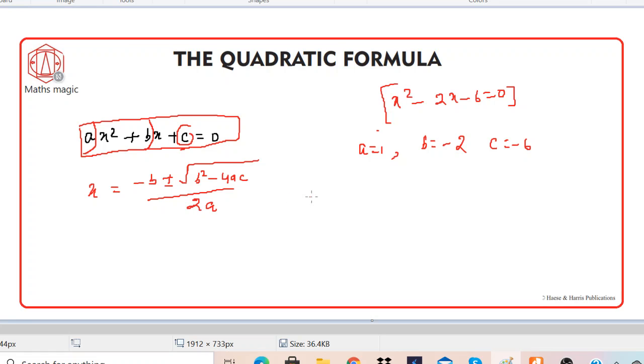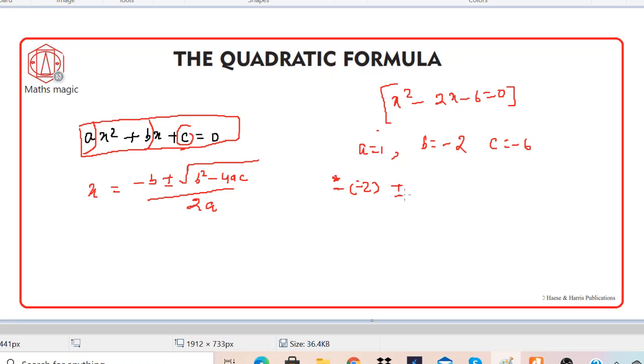So we have minus b. So minus is already there in the formula. So it's a minus minus 2. Be very careful. Sometimes students avoid writing minus again if it's in the question. So this minus is a part of formula and this minus is a part of question. So you have to be very careful while writing this.